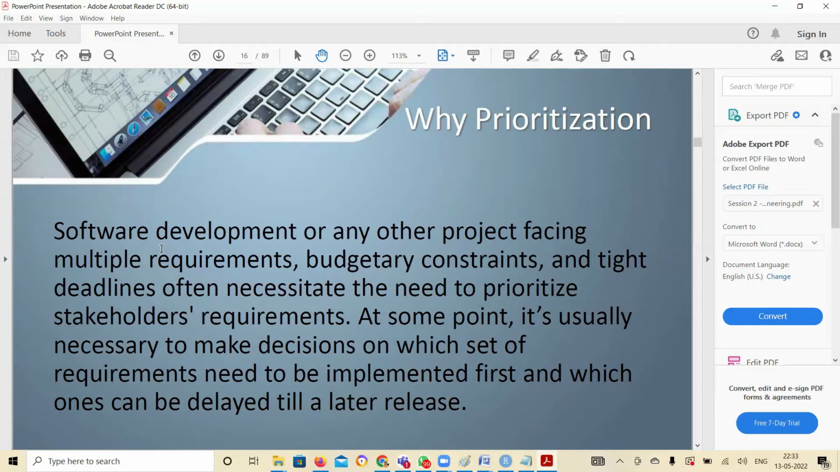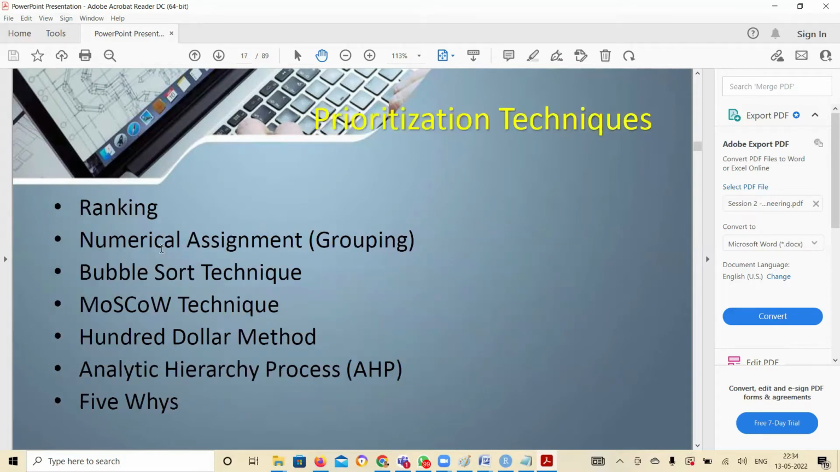Generally, in our life, we get a lot of things to do, right? But it is not possible to do everything in the given time. So what we do, we segregate, we prioritize, right? We try to figure out which is important, and then based on that, we take decisions, isn't it? Same thing here. What are the different techniques of prioritization is what we are going to see. So these are different techniques.